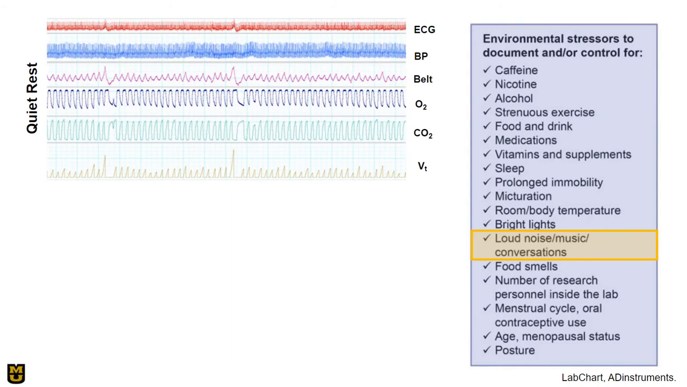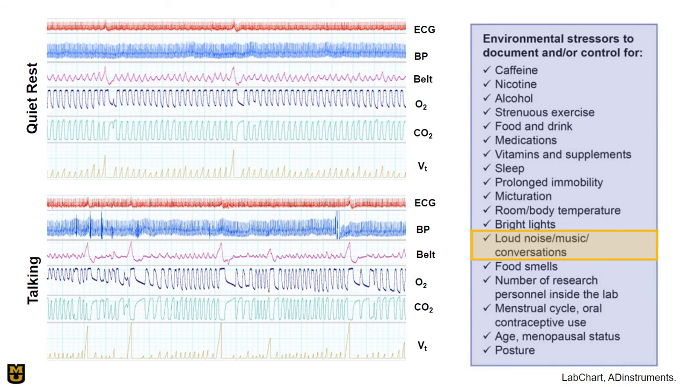So not only should your room be quiet, but your participants should also remain quiet. And so these are data that we collect in the lab using LabChart. And so you're going to see this throughout the presentation. But what we've got up here in the red is our ECG for heart rate. We've got beat to beat blood pressure here in the blue. And then I have the participants wear a respiratory belt just so that we can monitor breathing rate. And here we also monitor inspired and expired oxygen and carbon dioxide, and then tidal volumes or just the size of their breaths. So this is what we would expect in a normal quiet resting period where I want to look at basal autonomic function.